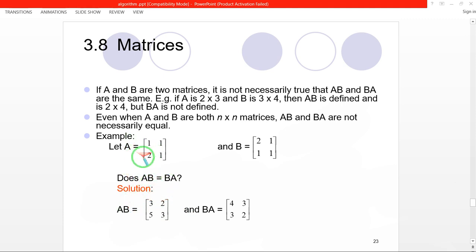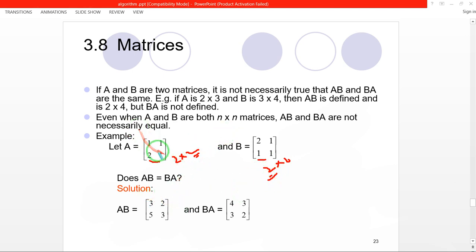In A B, the first condition is that the orders should match. For example, a 2 cross 2 order. The column of the first matrix is equal to the row of the second, so it can be multiplied.